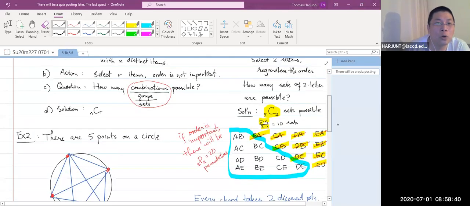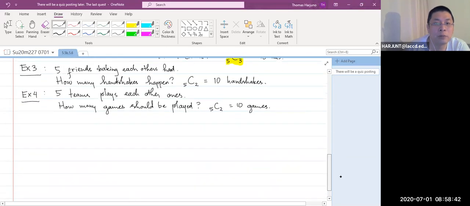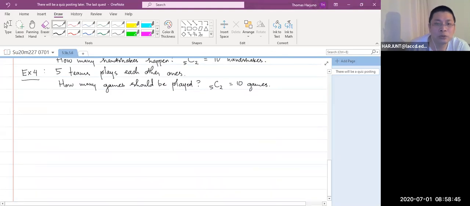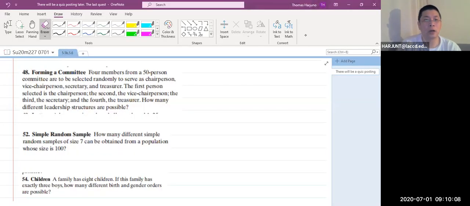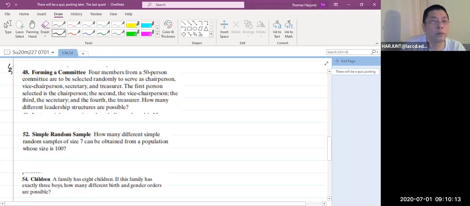Okay, these are all the combination problems examples. Now let's do some problems from our textbook. I will pick problems from our textbook. Let's take a break first. We will come back at, right now it's 8:58. Let's come back at 9:08. These are the problems I get from our textbook from section 5.5. We will apply what we learned so far.